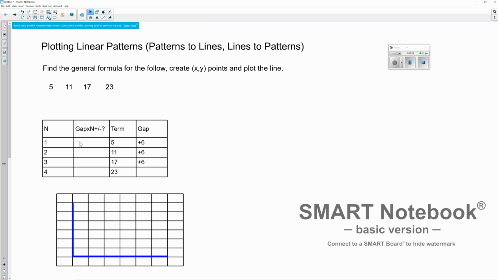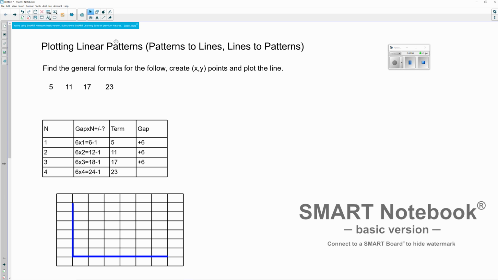So I know it's going to be 6 times the first number plus or minus something. 6 times 1 equals 6. And then to get 5, I subtract 1. That seems to work. 6 times 2 equals 12. Then I subtract 1 equals 11. Perfect. So it looks like it's going to be 6 times 2. 6 times 3 equals 18, and then if I subtract 1, it's going to be 17, and then 6 times 4 equals 24, and if I subtract 1, I get 23.